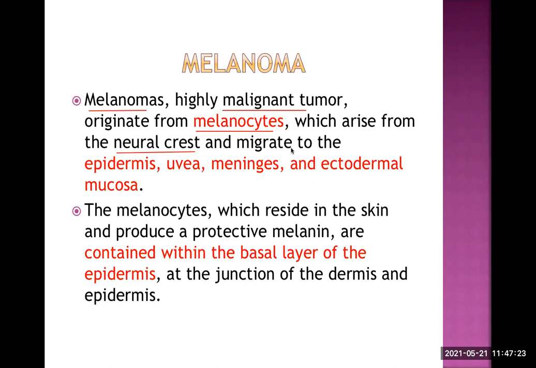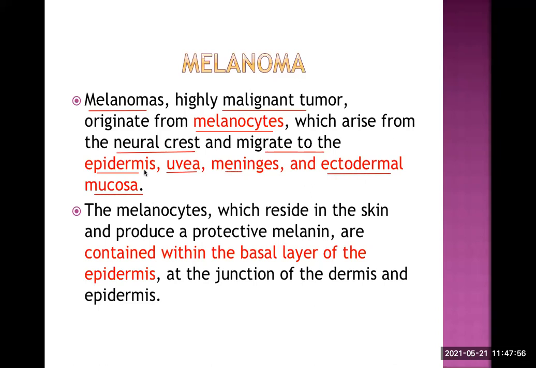Never forget that. And these neural crest cells migrate to the epidermal area, even the uvea, meninges, and different other ectodermal mucosa, and they differentiate into melanocytes. So melanocytes are present in all these areas. That's the point. They are present, of course, in the epidermis. And where exactly in the epidermis, which layer of the epidermis, are the melanocytes present?